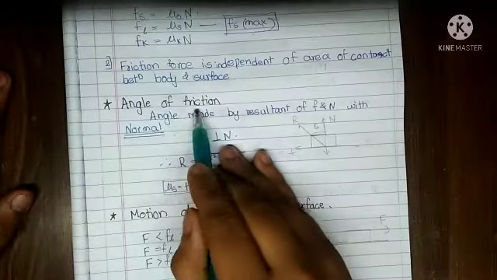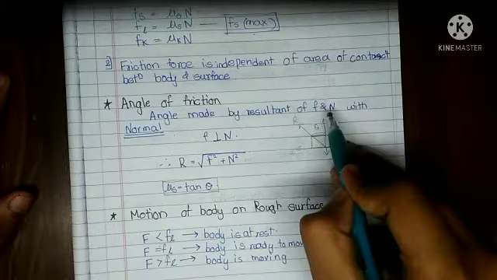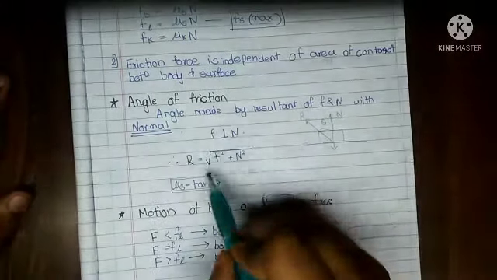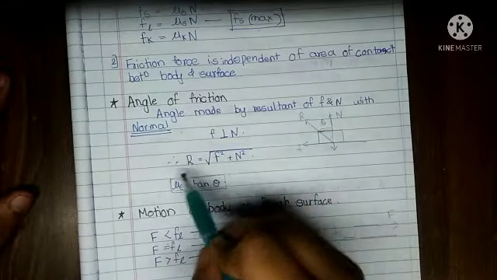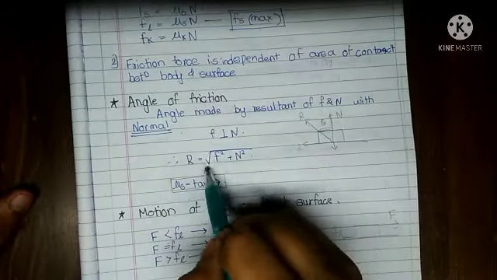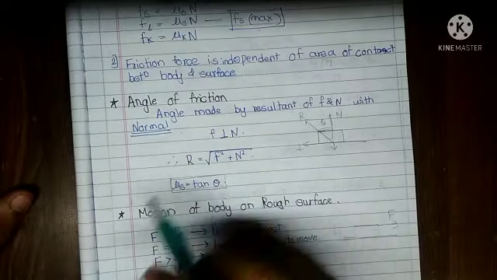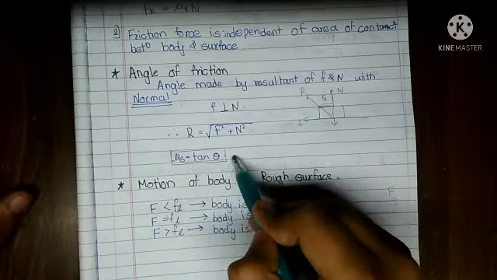Angle of friction. The angle made by the resultant of frictional force and normal force with the normal. Frictional force and normal force are perpendicular to each other. Therefore, the resultant is equal to root of f square plus n square. Here, mu s is equal to tan theta.